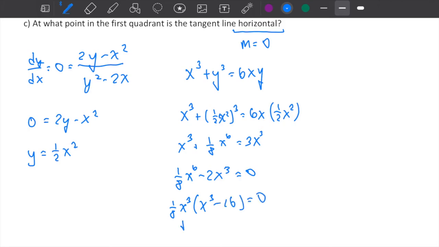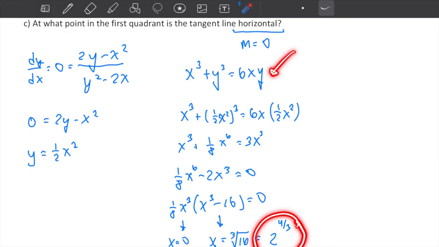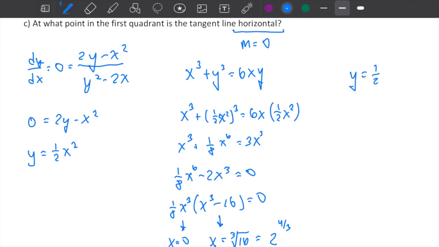So looking at our factors, x equals 0 is a solution, which is not in the first quadrant. It's on an axis. It's actually the origin, but it's not in the first quadrant. And this would give us x equals the cube root of 16, which is 2 raised to the 4/3 power. That's our x value. If I want to find our y value, because we want to find our point, I can either take that x value and sub it into our initial equation, or, whatever's easier, I can sub it into the relation. Ooh, that definitely looks easier. So I'm going to plug it in there. We've got y equals 1/2 x squared.